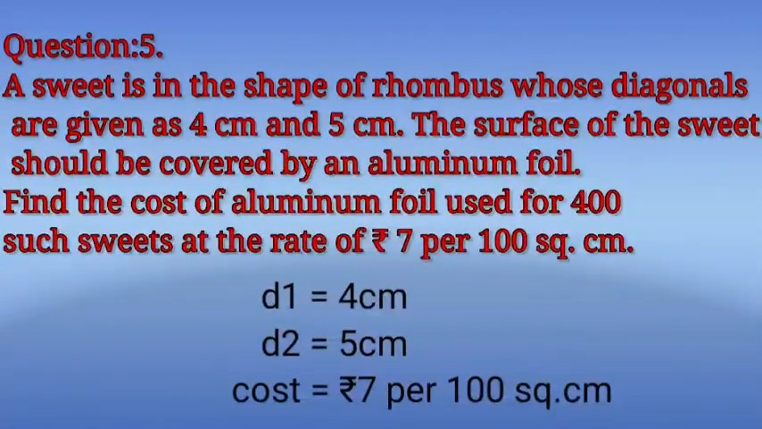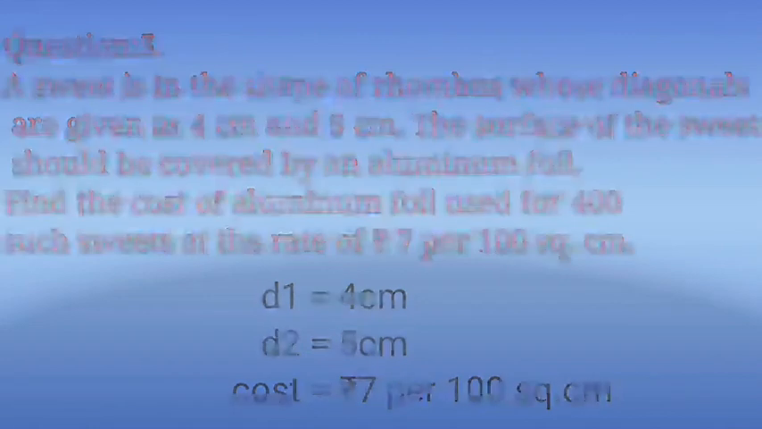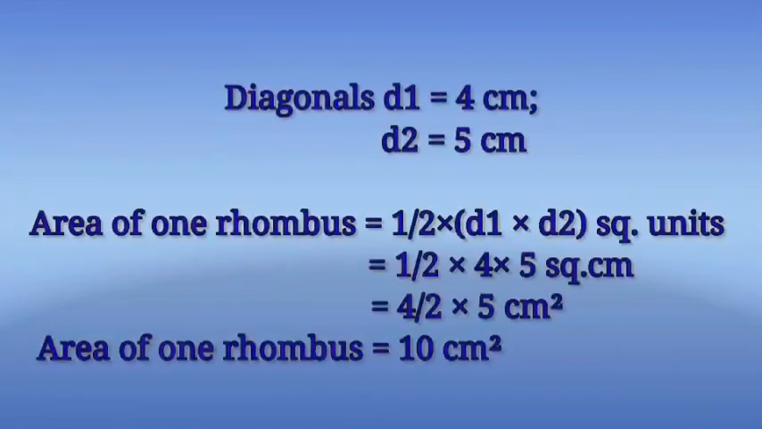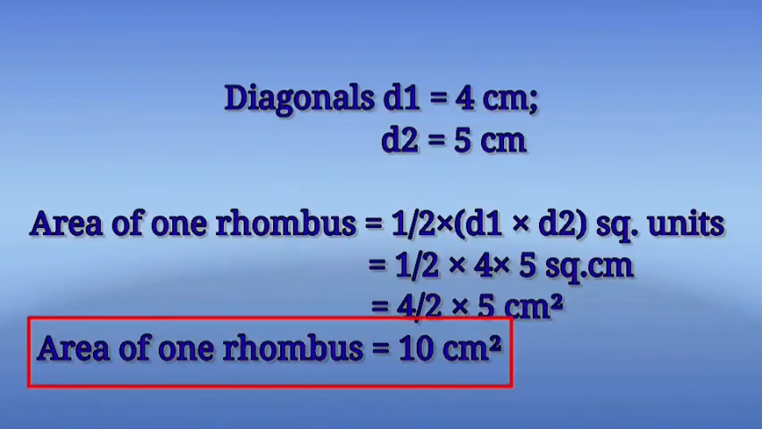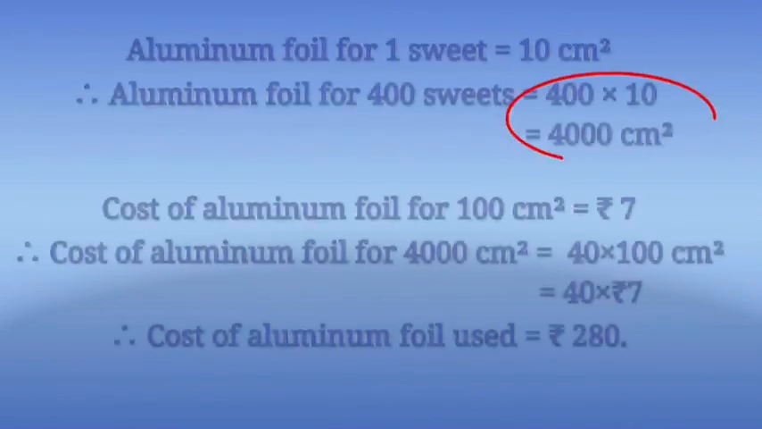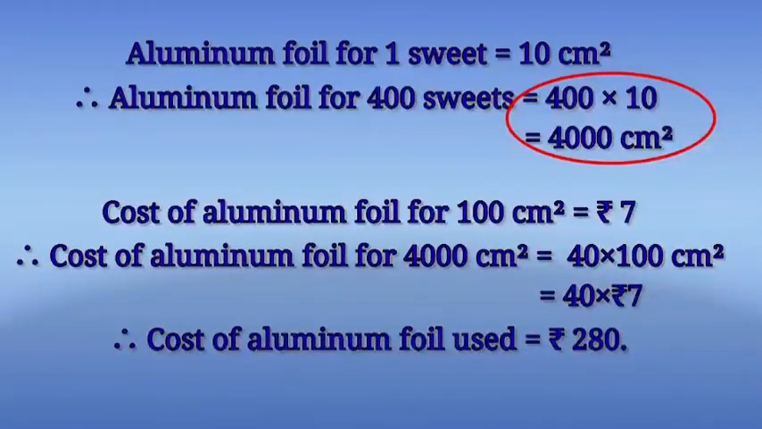Next, question number 5. A suite is in the shape of a rhombus whose diagonals are given as 4 cm and 5 cm. The surface of the suite should be covered by an aluminium foil. Find the cost of aluminium foil used for 400 such suites at the rate of rupees 7 per 100 square centimeter. At first, we have to find the area of the suite with D1 equal to 4 cm and D2 equal to 5 cm, and multiply the area by 400 to get the area for 400 suites, that is equal to 4000 centimeter square.